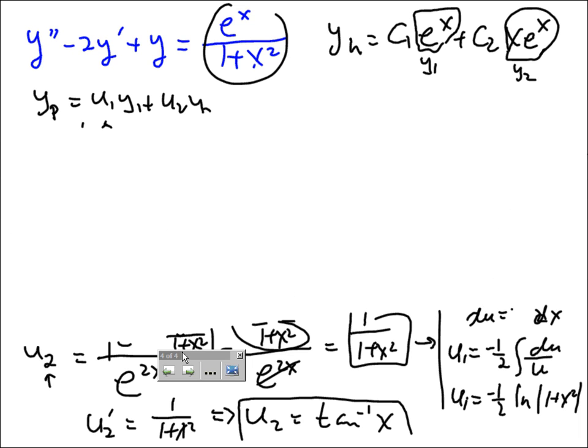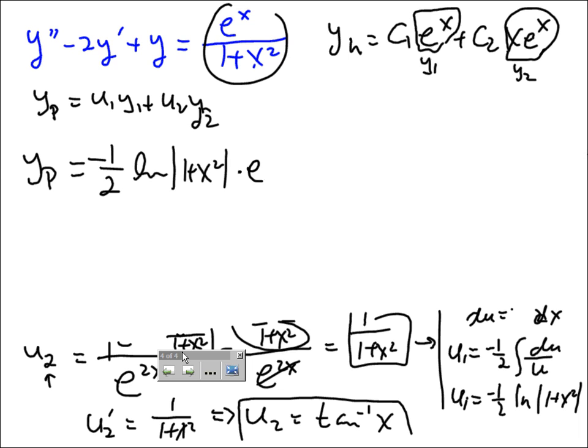I'm going to get rid of most of what I wrote, and I'm going to write down what yp is. Y particular is u1, which is negative a half times the ln of 1 plus x squared, plus u sub 2. Oops, that's u sub 1 that I wrote. Now I have to multiply it by y1, e to the x, plus u sub 2, tan inverse of x times y2. That is a particular solution, minus some silly error.